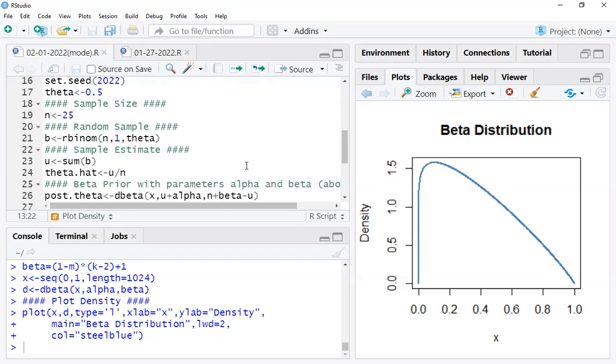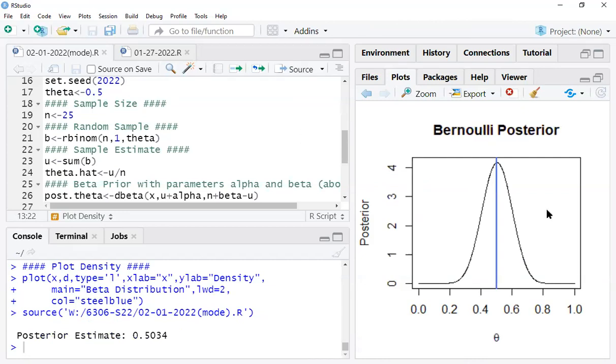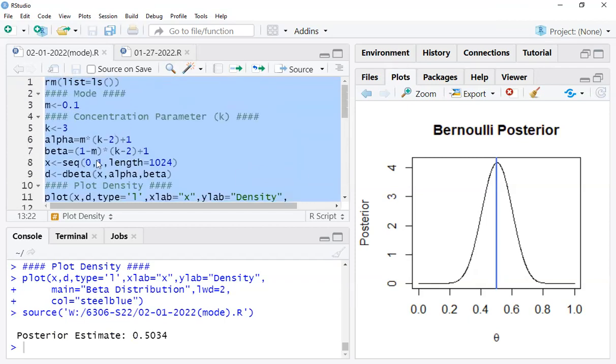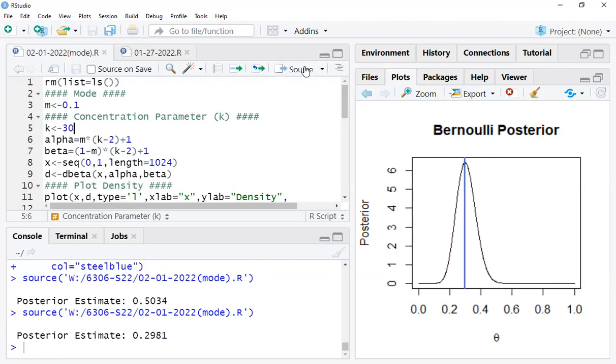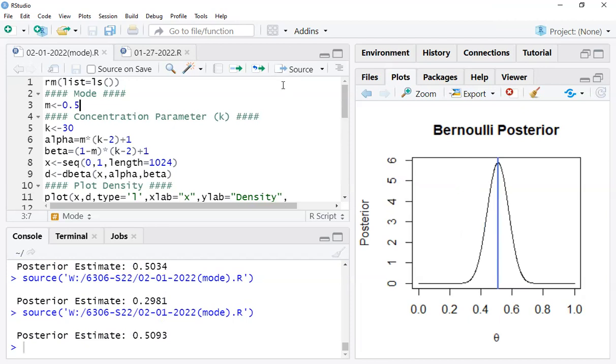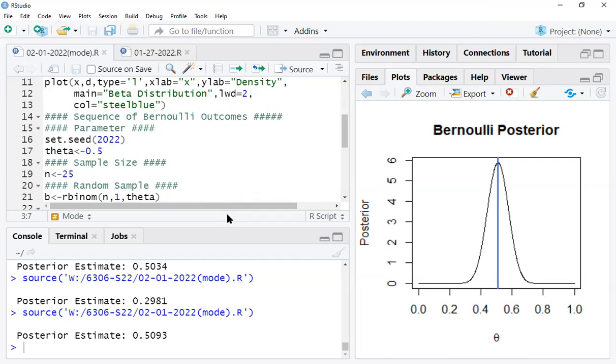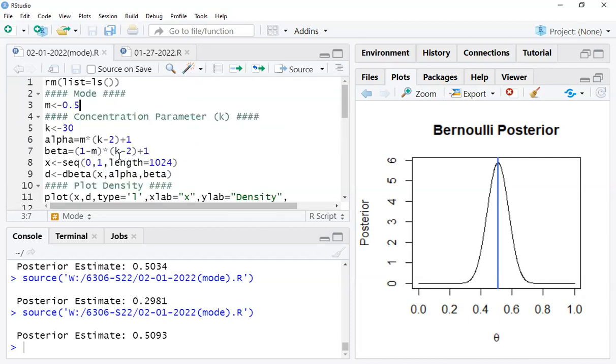Now we can go on and run the entire code to determine the posterior. Right now, the value of theta is 0.5 and concentration parameter is at 3. Estimate is at 0.503. Well, that seems way too good to me. So if I change kappa to say 30, shifted toward 0.1. Yes. And if I change the mode to exactly 0.5, which is the value of our estimate, it just stays at 0.5 even if the sample size is 25.